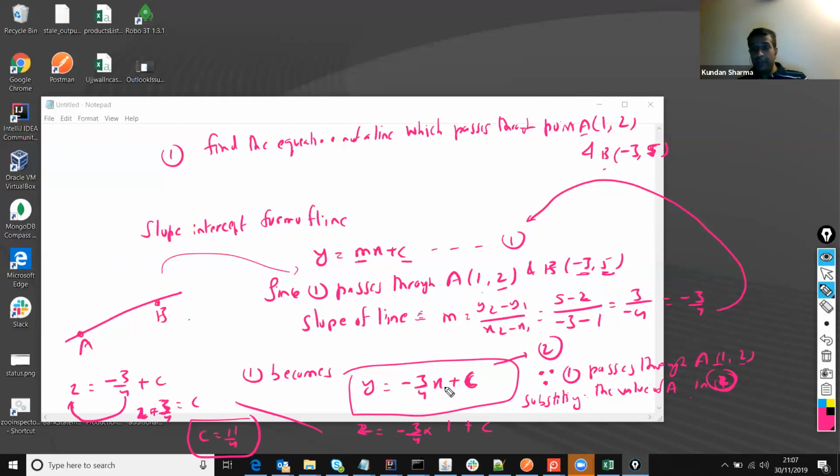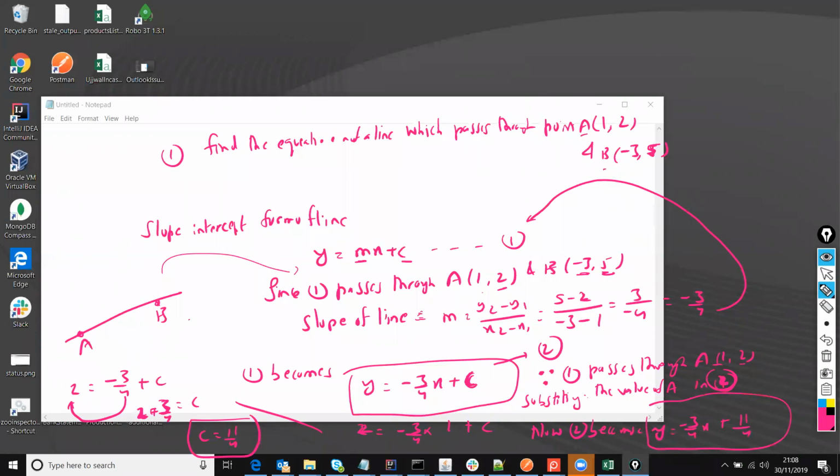So now your 2 becomes y is equal to minus 3 by 4 x plus, what is the value of c? It is 11 by 4. So this is my equation of line. Is this clear to you, Agrima? Apur, is it clear to you?